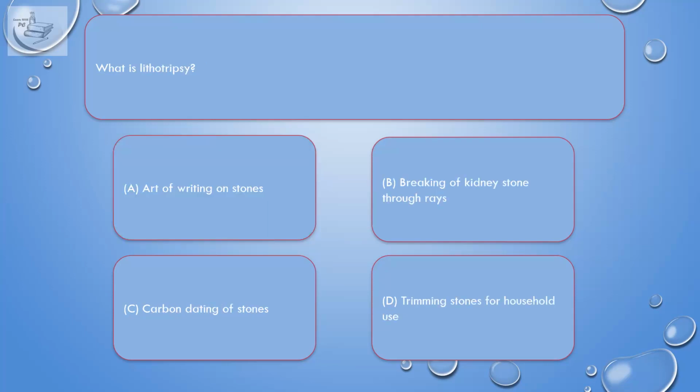Question: what is lithotripsy? A. Art of writing on stones, B. Breaking of kidney stone through rays, C. Carbon dating of stones, D. Trimming stones for household use. Correct answer is B. Breaking of kidney stone through rays.